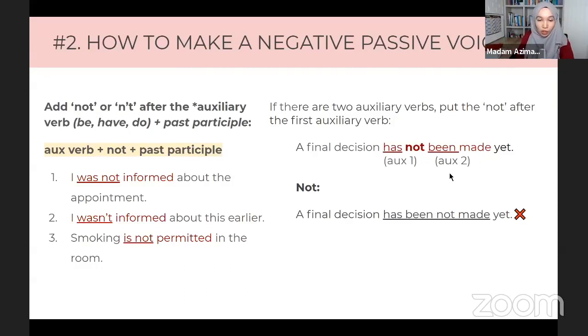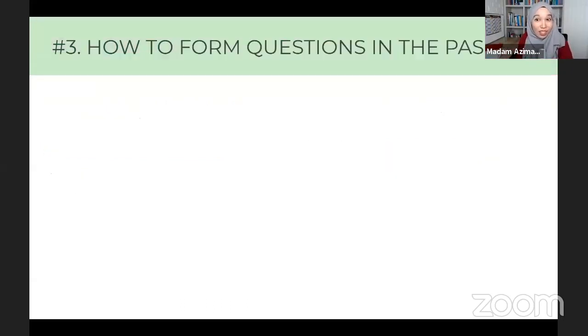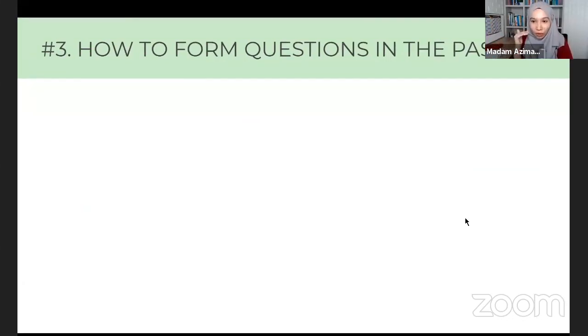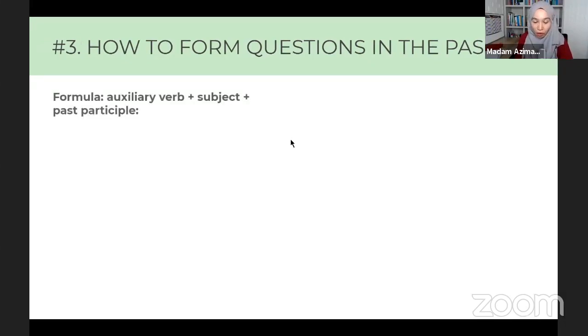And now I want to move on to forming questions in the passive. You can even form questions in the passive. So this is for advanced learners. So if you're not yet there, just listen and then watch this again. But if you are really interested, then of course learn. Okay, right. So this is the formula: auxiliary verb plus subject plus past participle again. Always past participle, can't run away from that.